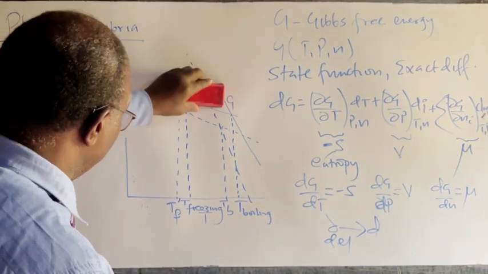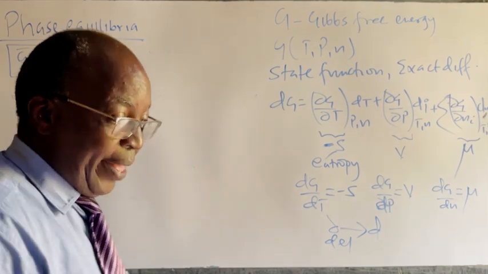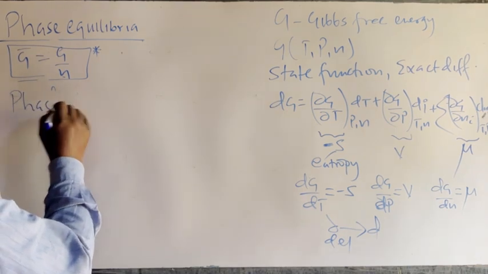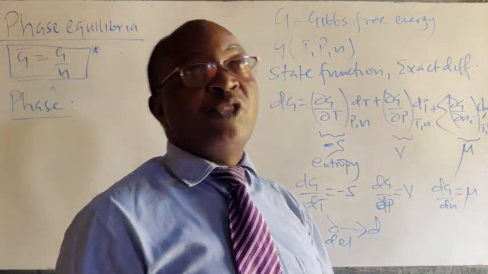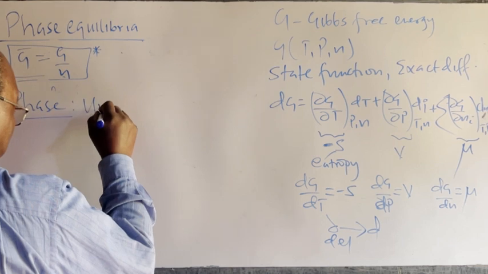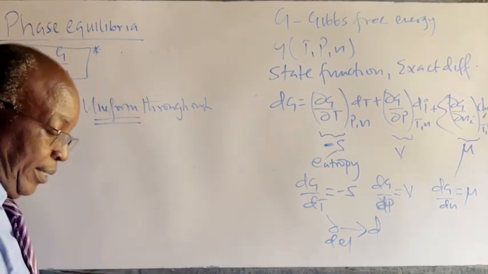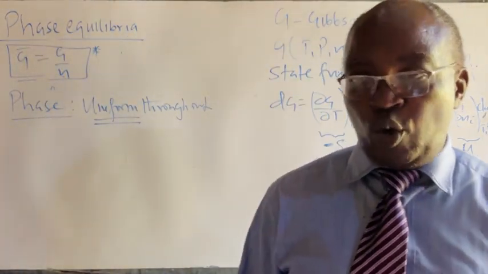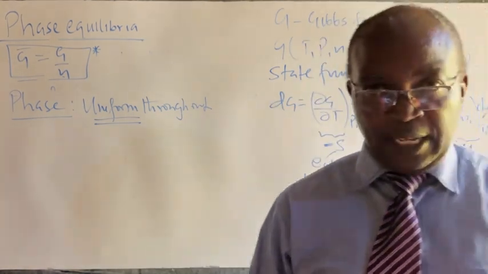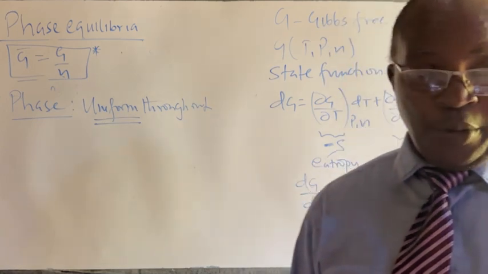Now, when we are dealing with these phases, it is very important to know what a phase is. A phase is basically a state of matter which is uniform throughout. It's a state of matter which is uniform throughout. Uniformity. And that's why, for example, if you mix water and ethanol, you will have a homogeneous solution. It is uniform throughout. But if you mix two substances which are not miscible, then they will separate.